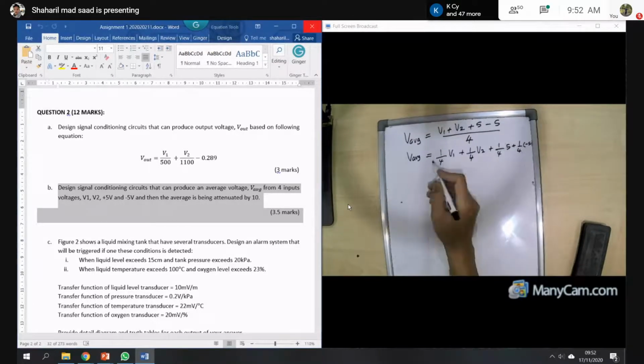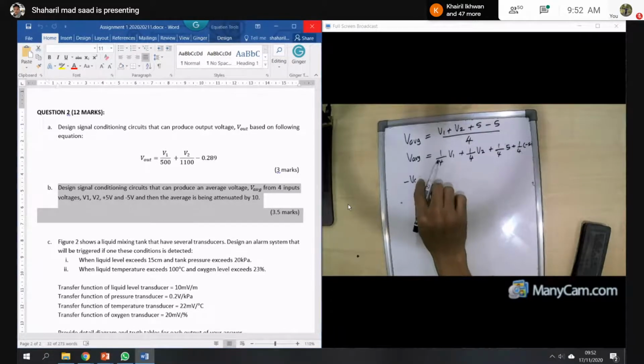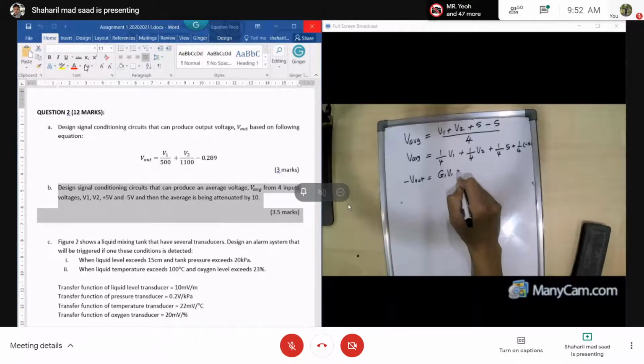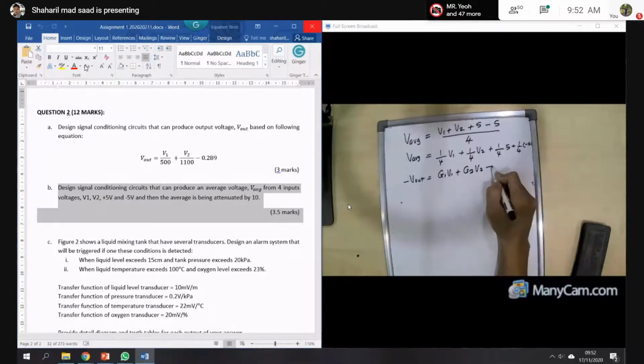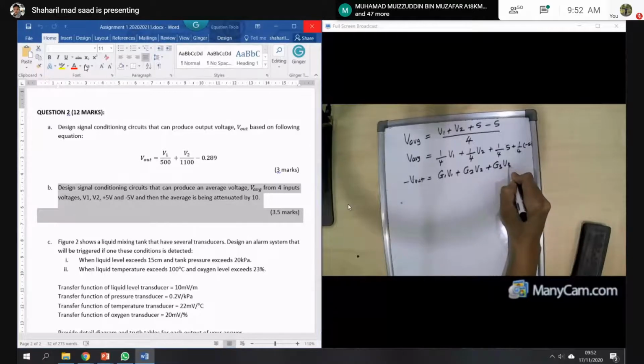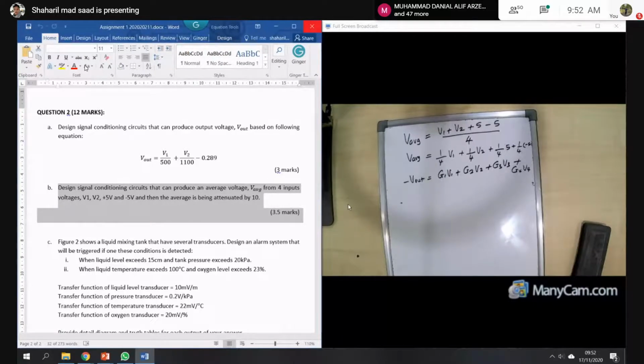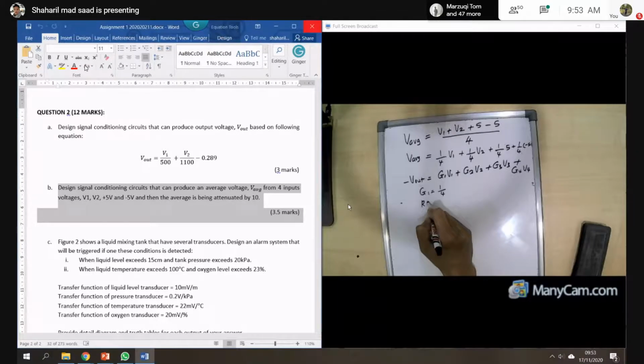Now you can compare it. For the summing circuit, V out equals G1 V1 plus G2 V2 plus G3 V3 plus G4 V4. Then you can compare: G1 is 1 over 4. What does that mean? G1 equals RF over R1 equals 1 over 4. That means your RF equals 1 and your R1 equals 4.